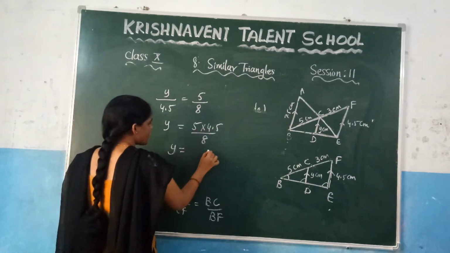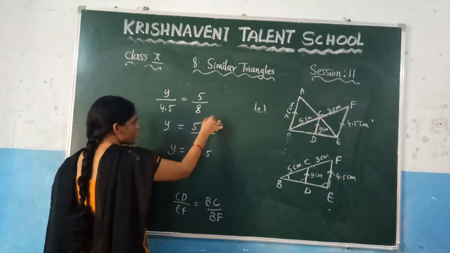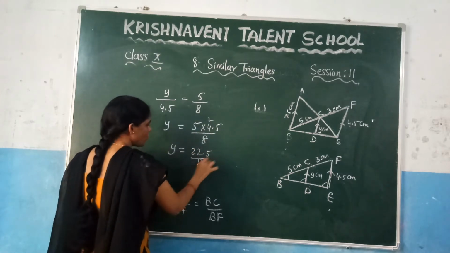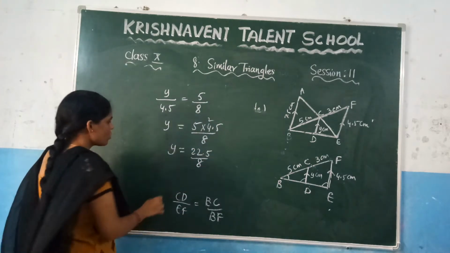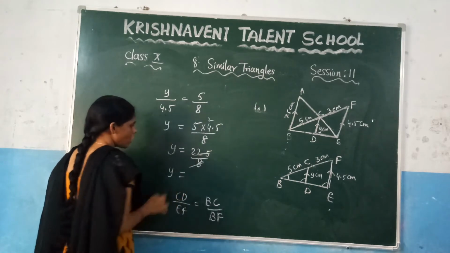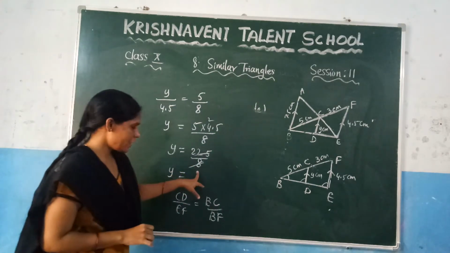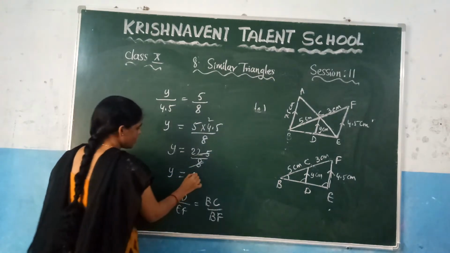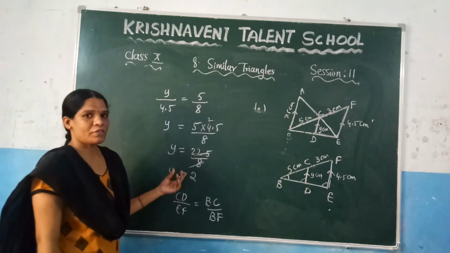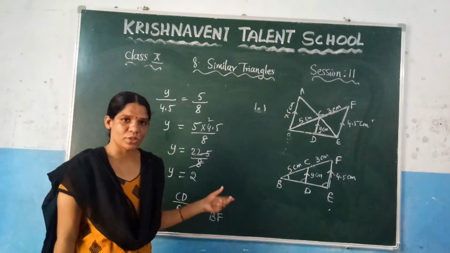Just do it here. 5 5 is 25. 5 2 5 4 is 20 plus 2, 22. 8, 5 by 8. So let us find here. So what you will get here? 8 2 is 16, right? You will get here 2. And after that 22 minus 16 which gives you 6.